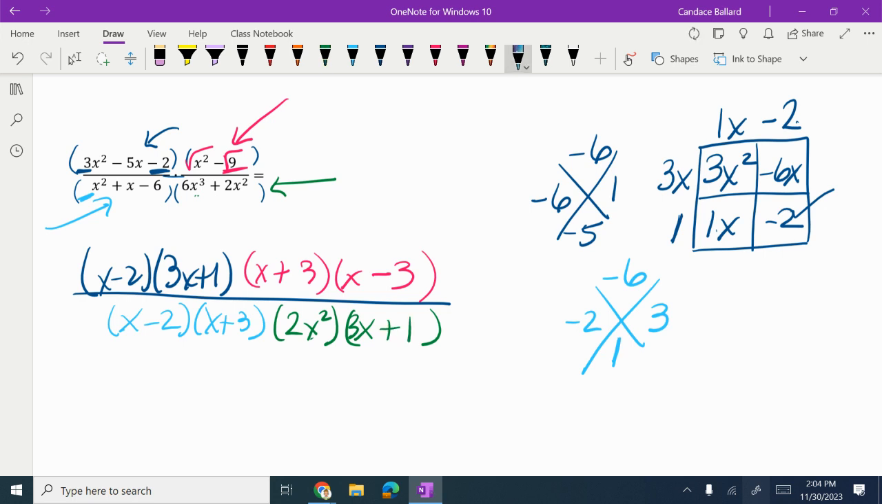Now comes the fun part. I get to cross stuff out. So I'm noticing x minus 2 crosses out, 3x plus 1 crosses out, and x plus 3 crosses out. So we are left with x minus 3 over 2x squared.